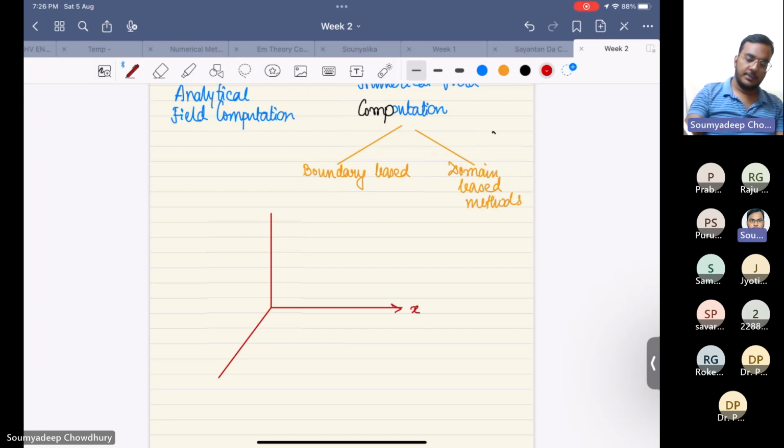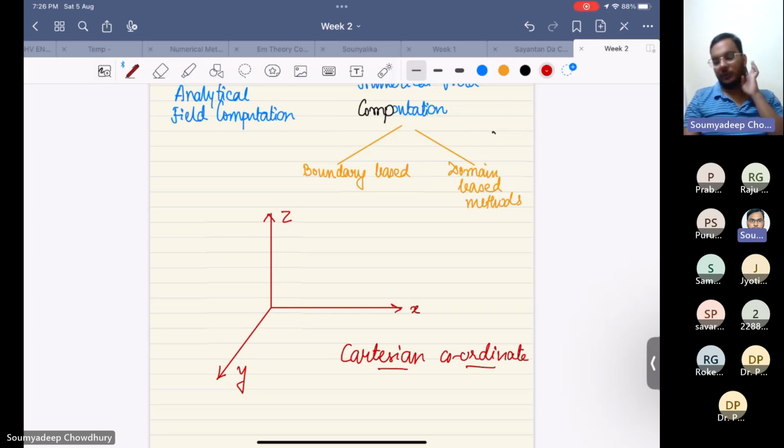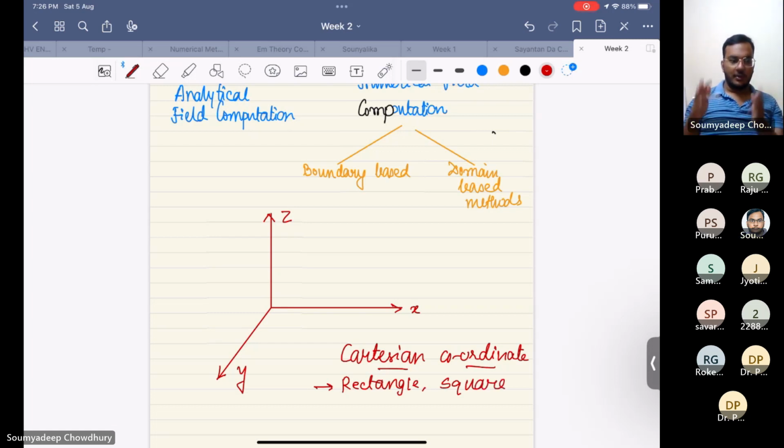We have X. This is our normal Cartesian coordinate system. What are the different shapes we can fit to a Cartesian coordinate system? It can be a rectangle. Any shape which consists of linear sides, where there is no curvature, we can appropriately represent in a Cartesian coordinate system.